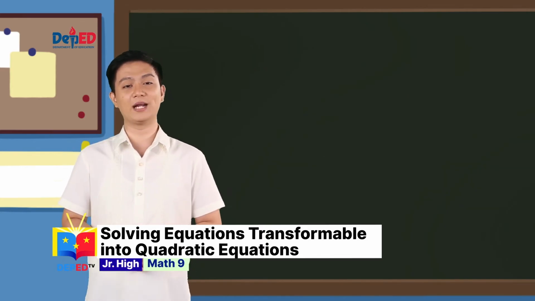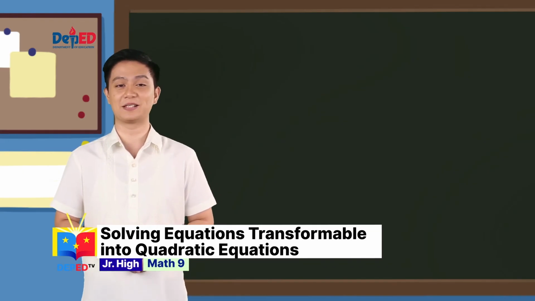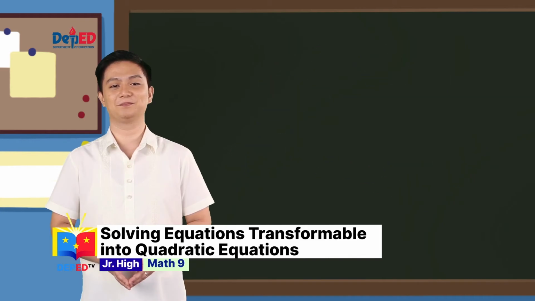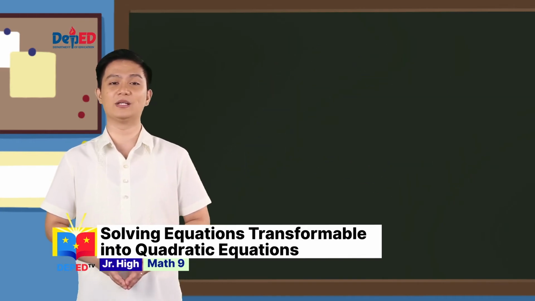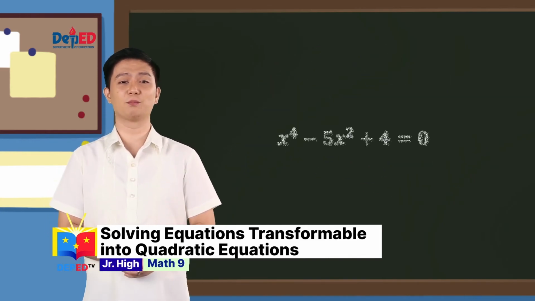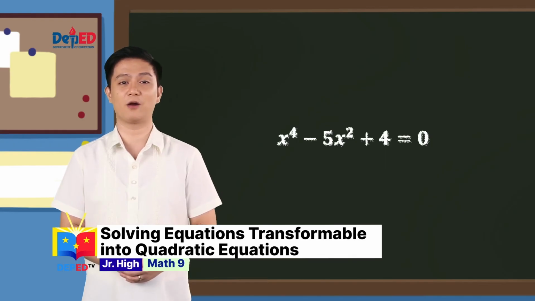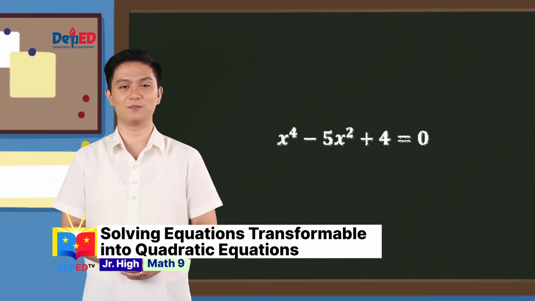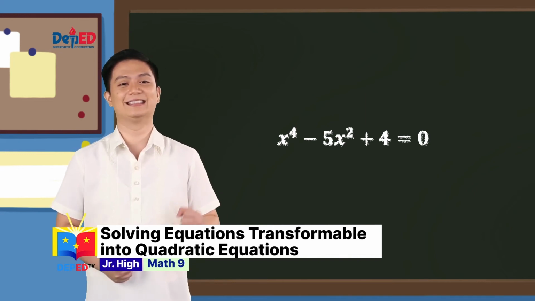Kagamath, ready your pen and paper. This is Math the Moment. Let's solve for the following equations. Equation number 1, x raised to the 4th power minus 5x squared plus 4 equals 0. For 30 seconds, go!